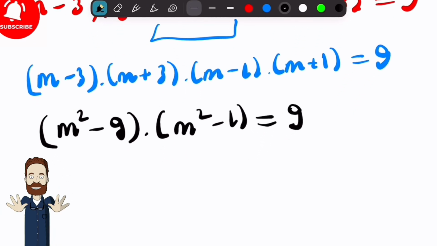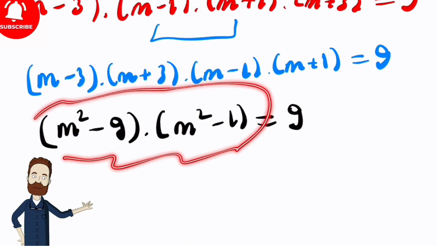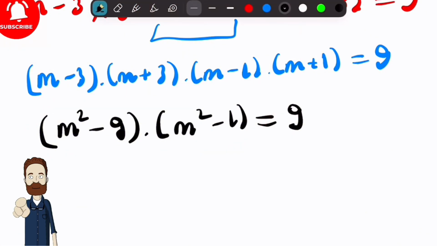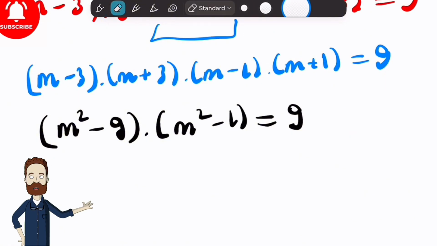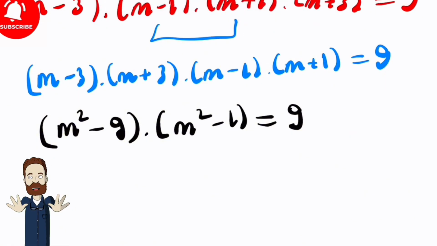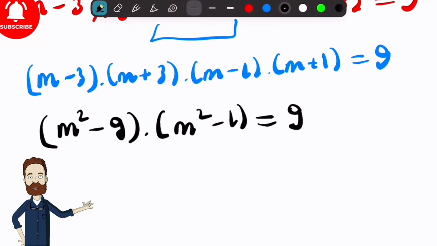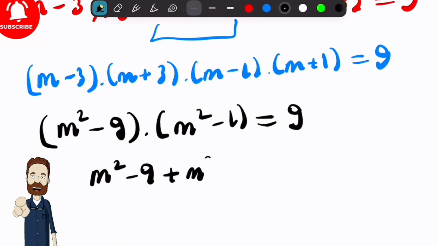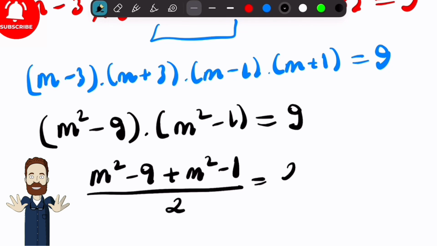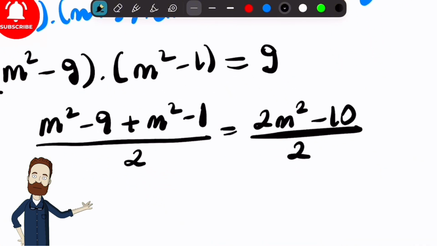Now you could multiply them directly from here, and it can come out that way too, but I keep going this way because I'm trying to show different methods that will improve you. I will use the same method again. There are 2 terms here, so let's get the average: (m squared minus 9 plus m squared minus 1) divided by 2, which is (2m squared minus 10) divided by 2. Simplifying, m squared minus 5 is the middle of these terms.